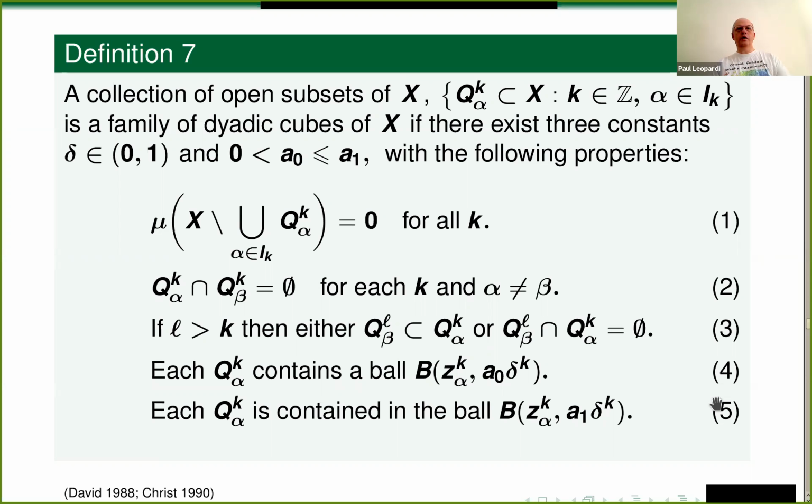Each cube is contained in a ball and contains a ball which is of essentially the correct size that you would expect for that generation. In other words, order delta to the k.